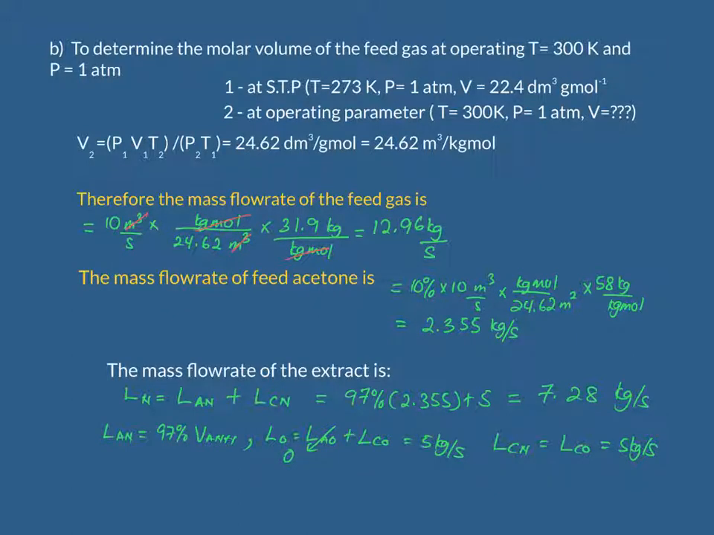Okay, now we can answer the questions. The first part of the question, we can determine the mass flow rate of the feed gas and the mass flow rate of the extract. So the mass flow rate of the feed gas is 12.96 kilogram per second, and the mass flow rate of the extract is 7.28 kilogram per second.